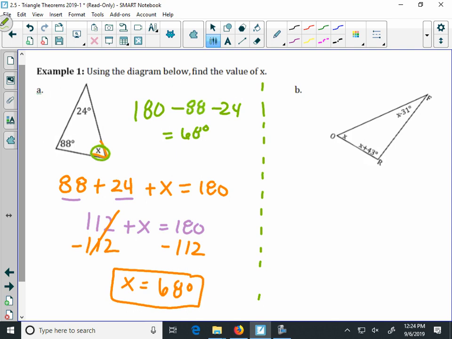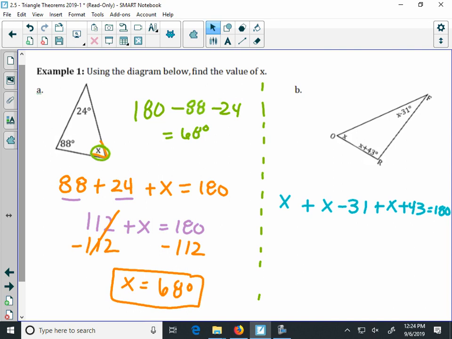So you want to find the value of x. Well, what do you think we have to do to solve it? What do you know about all the angles of a triangle? 180. So you literally add all of them up. x plus x minus 31 plus x plus 43. Add all the angles together and set it equal to 180 degrees. And then you solve. Combine your like terms.